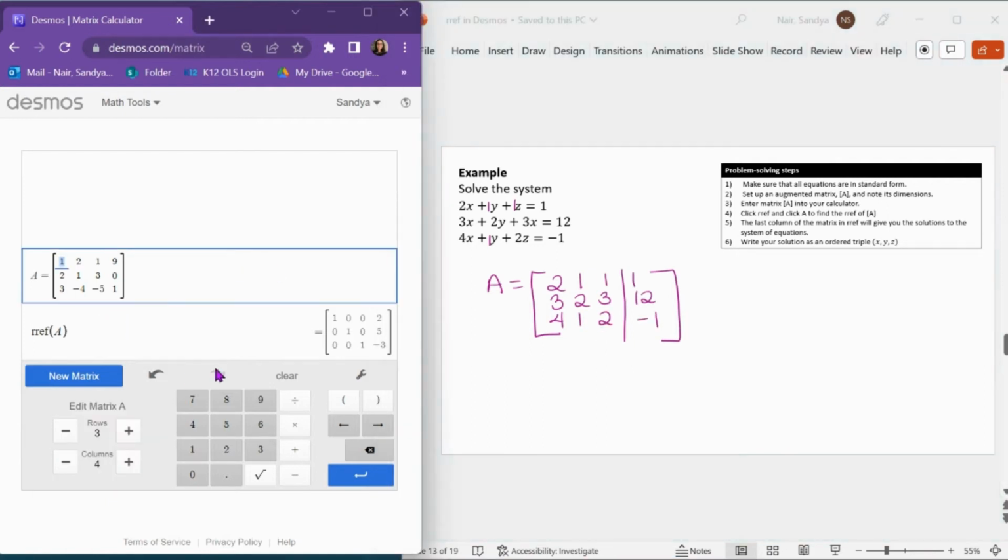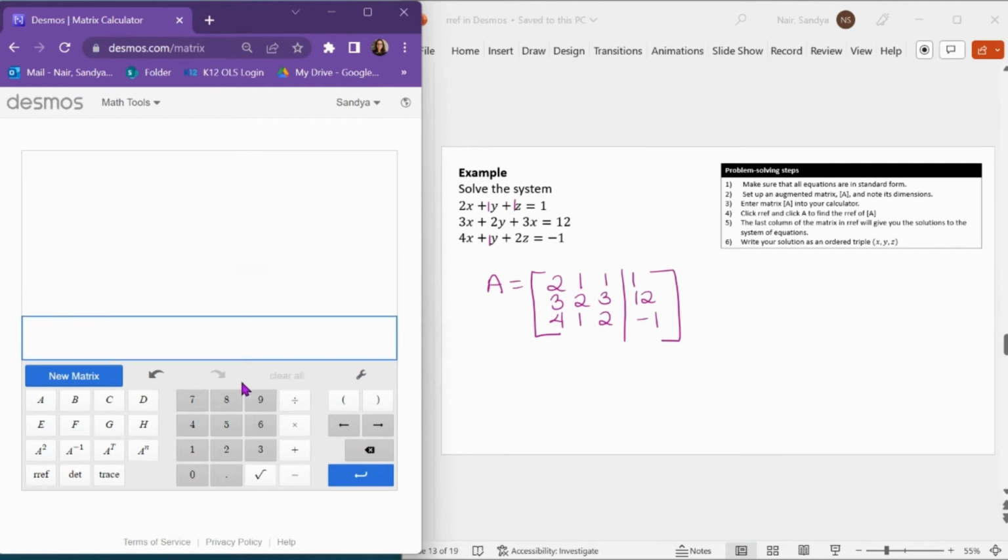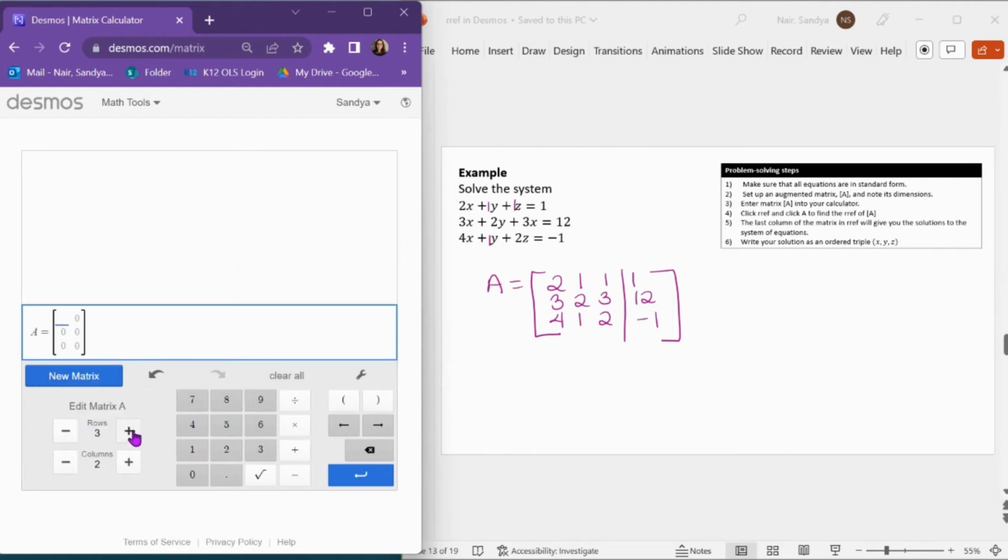Okay, so now let's go back to Desmos. I'm going to clear everything. And now I click new matrix. Matrix A has 3 rows, 4 columns. So now I just type in my values. So I have 2, 1, 1, 1, 3, 2, 3, 12, 4, 1, 2, and then -1. Okay, so now hit enter.